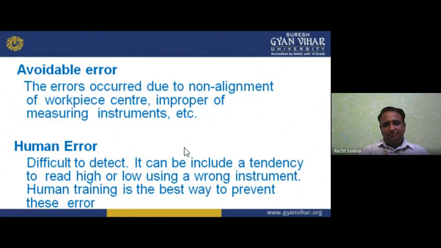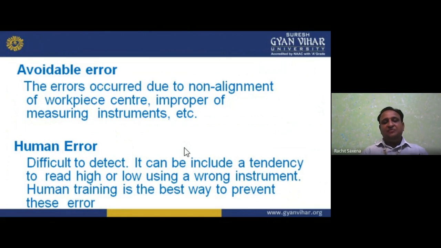Okay. So the error occurred due to non-alignment of the workpiece center, and an improper measuring instrument. So that is known as an avoidable error. We can avoid it. Human error.